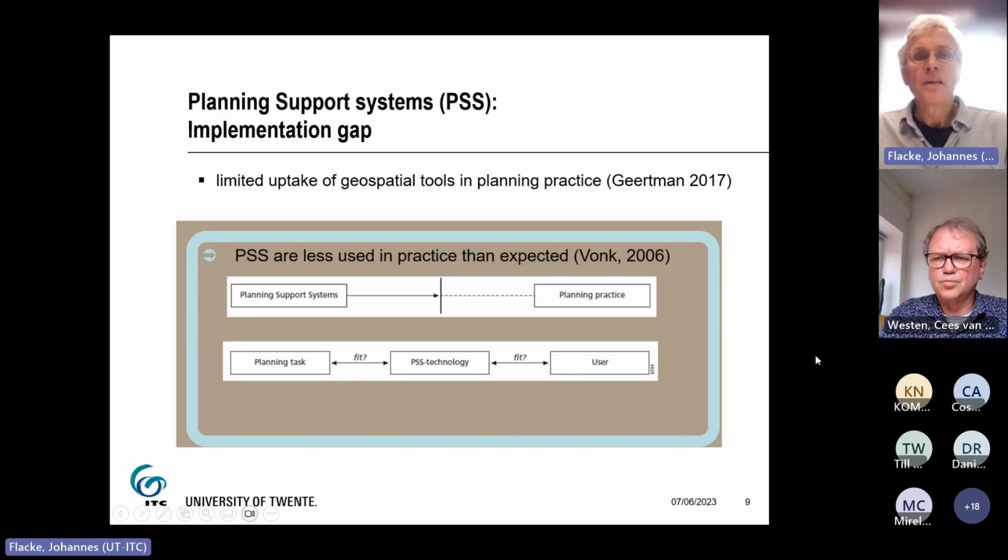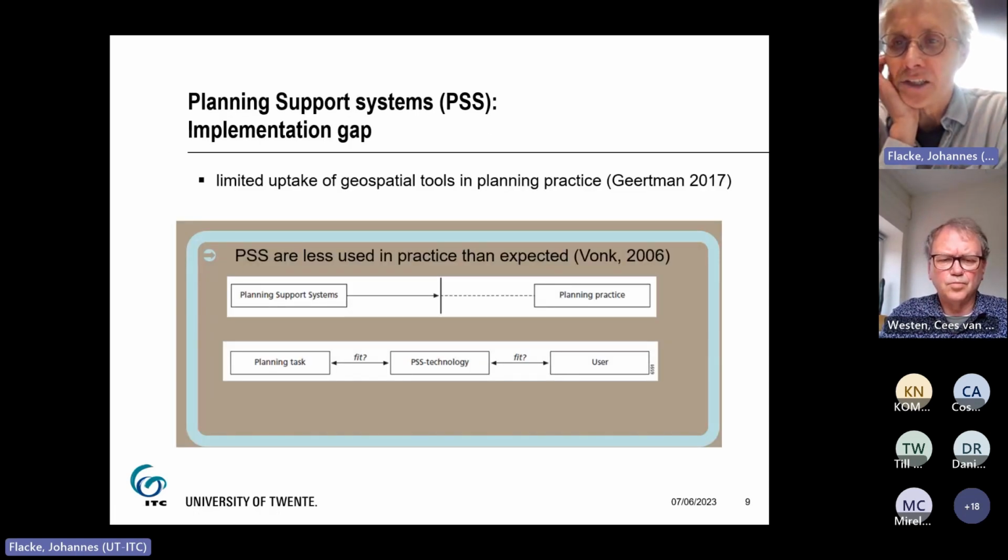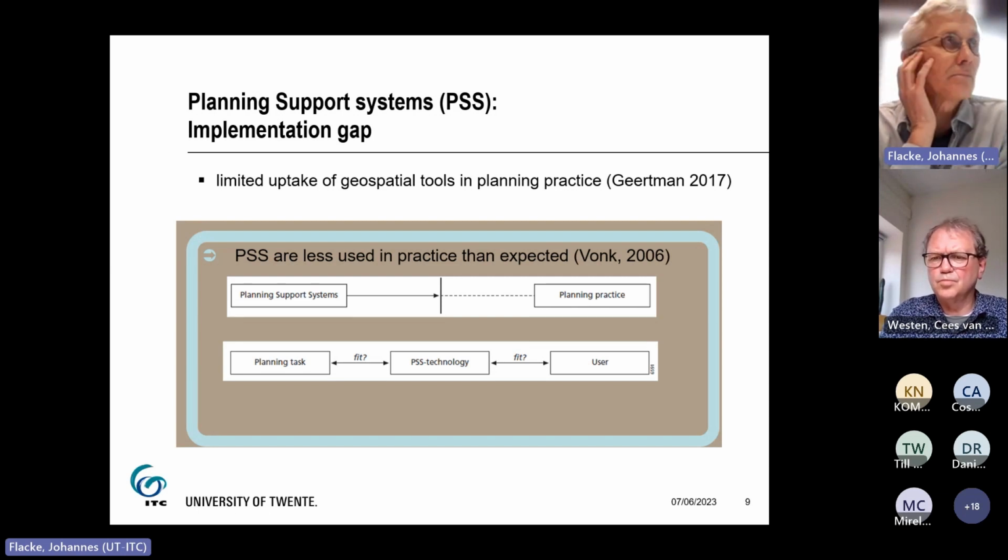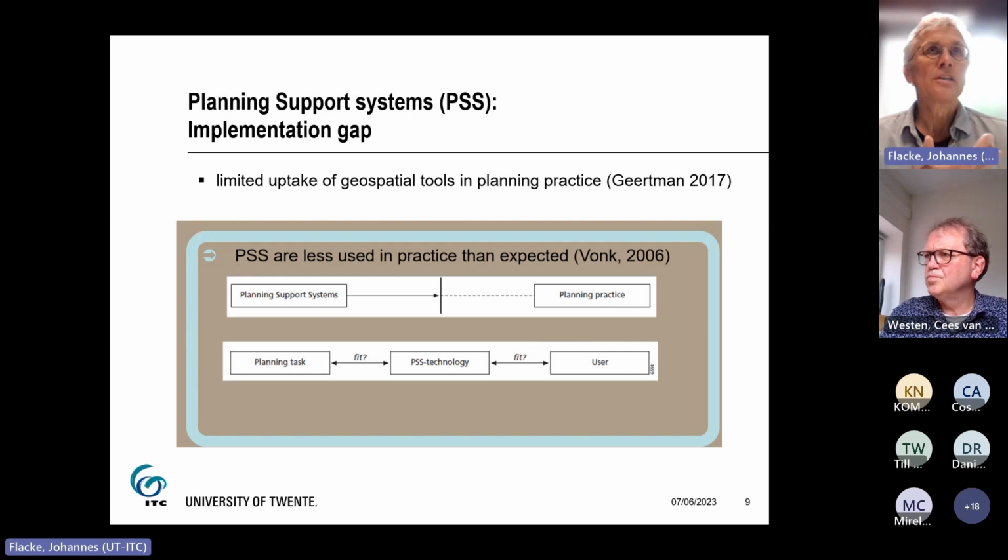Okay. So now I come to this implementation gap, because for a couple of years in our literature, the literature that we, as spatial planners, publish in, but also in relation to decision support systems, there is a very similar feature. You may notice this, what is called the implementation gap. It is something that you might be familiar with or not yet. In short, it is a limited uptake of geospatial tools in planning practice.